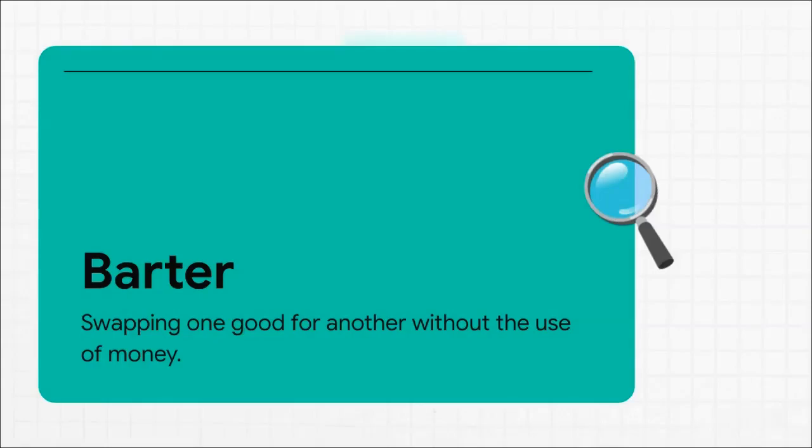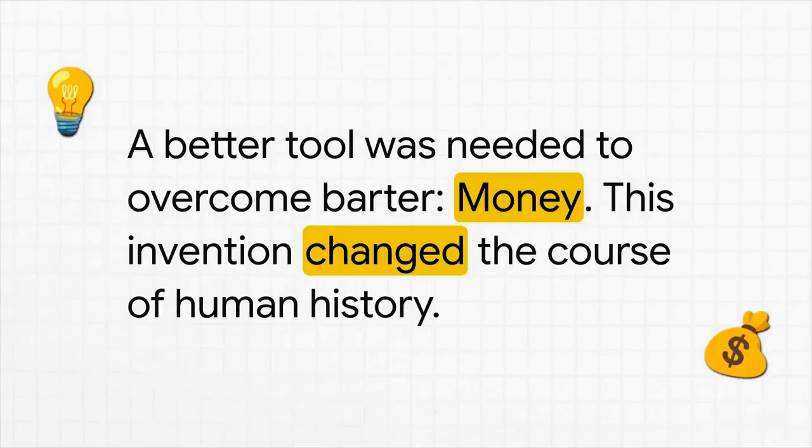It's a huge headache. So, to get past this roadblock, humanity needed a better tool. We needed an invention that could act as a go-between, something that everyone agreed had value. And that invention, of course, was money. And it completely changed the course of human history.